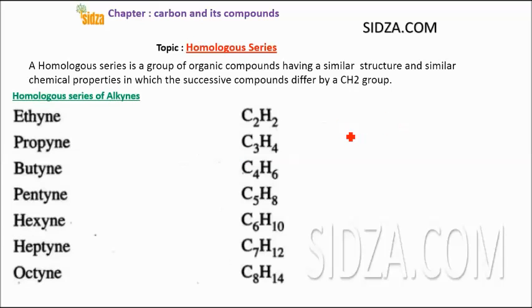So let's have a look at another homologous series, the alkynes: ethyne, propyne, butyne, pentyne, hexyne, heptyne, octyne, similarly nonyne, decyne, right?